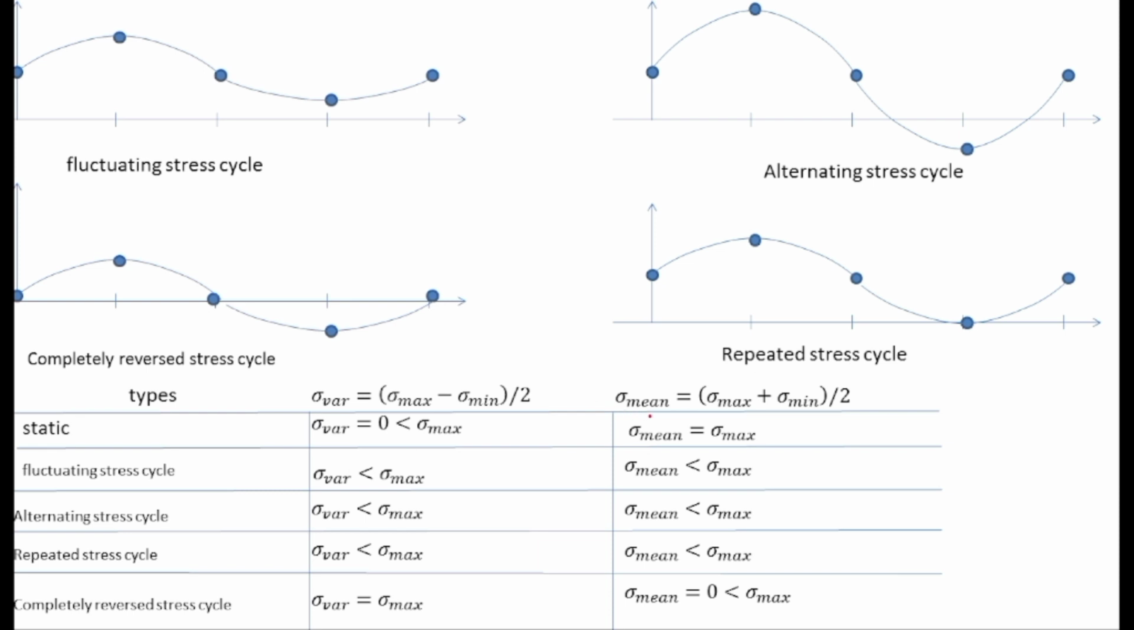So you can see that for the static load, sigma mean is the greatest value. And for all other cases, sigma mean is less than the value given by the static load mean. And the variable stress is equal to sigma max for the completely reversed stress cycle. And for all other cases, the value of sigma variable is less than the value of sigma variable for the completely reversed stress cycle. So we can say that the most dangerous load is this completely reversed stress cycle. So what we will have to do is to harness this load, or we will have to design the element against this load, and if we do so, our design will be safe for all other types.